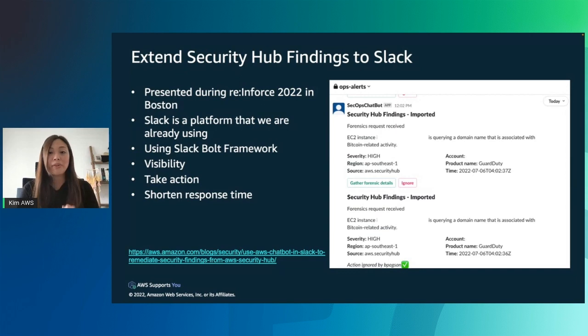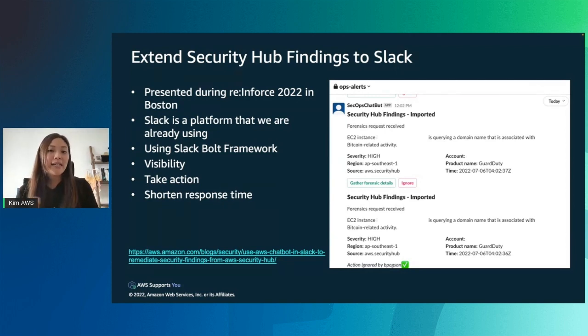So as an example here, we have findings from GuardDuty. We also took some examples from Amazon Macie. And what we did was we sent the findings from Security Hub into a Slack channel that we had participants configure. The other cool thing that we also did was that we allowed our Slack channel, or a Slack bot, to take automated actions as well.